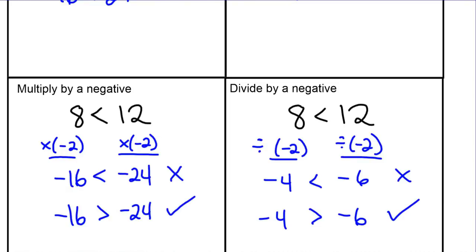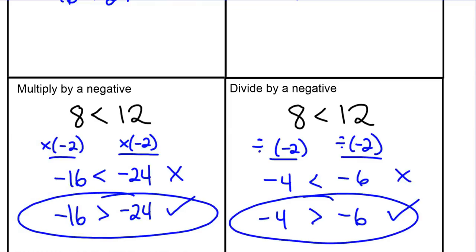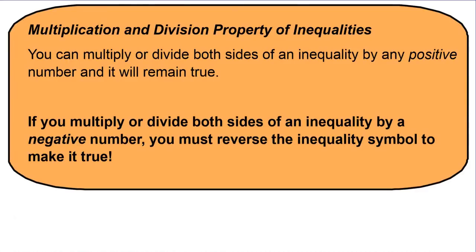Well, we know that when we multiply or divide both sides of an inequality by a negative number, we can easily fix that by just swapping the inequality symbol. Turn the inequality symbol around, and then it magically becomes a true statement again. So that is something we're going to have to remember that's special with inequalities. The multiplication and division property of inequality says you can multiply or divide both sides of an inequality by any positive number, and it will remain true.